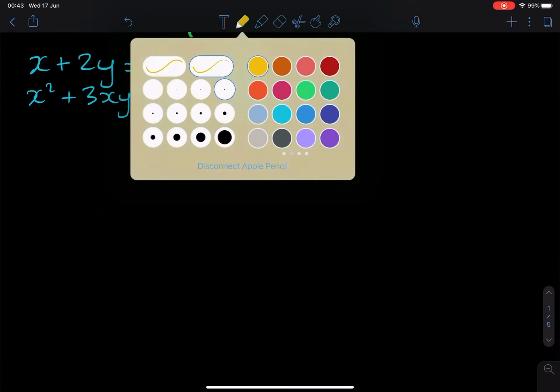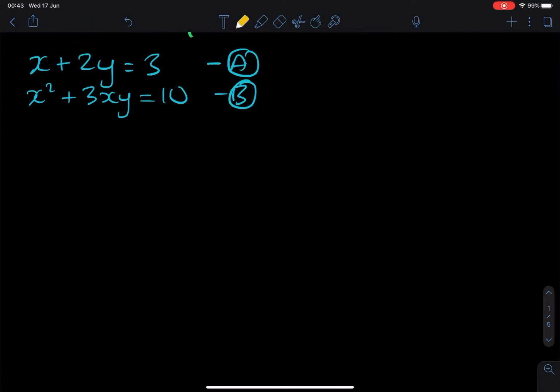So as with last time, what I want to do is take the linear equation, in this case this one, and rearrange it to make x or y the subject. As most of you would probably do, x is probably easier to make the subject here. So x equals 3 minus 2y. What I'm going to do is label this one C, okay, for future reference.